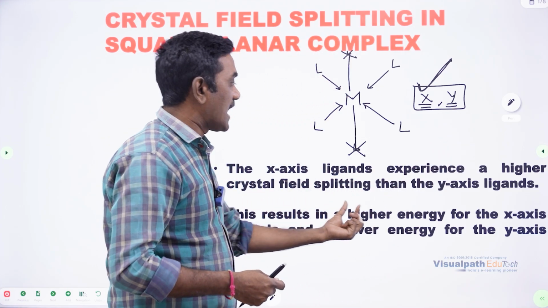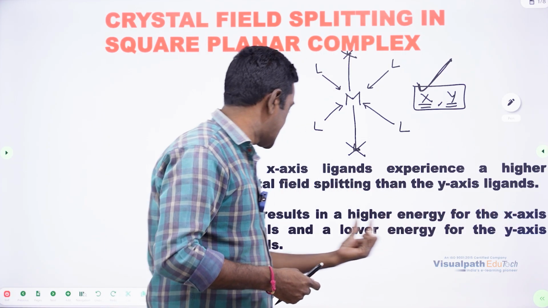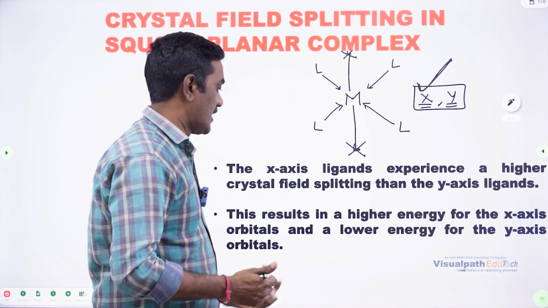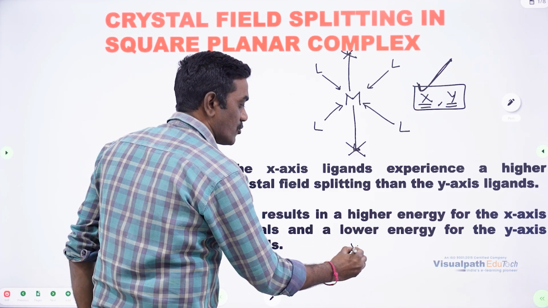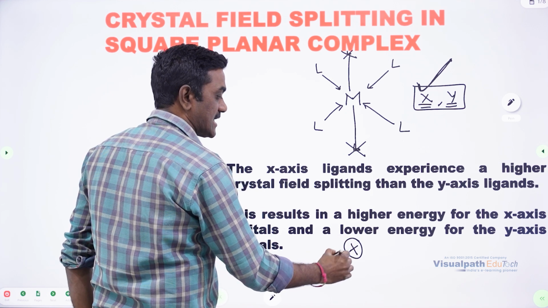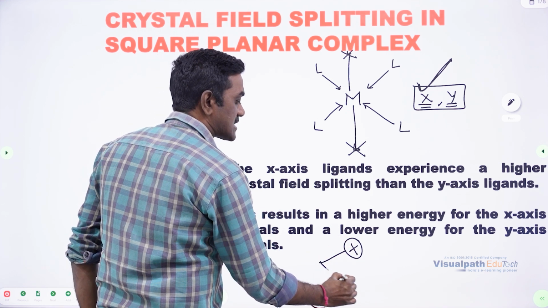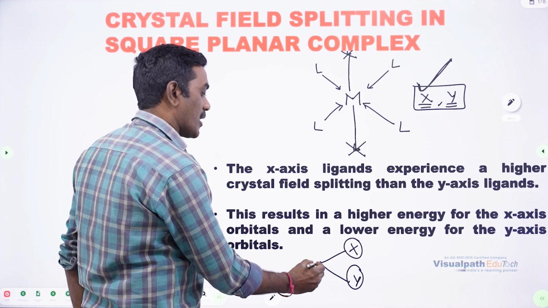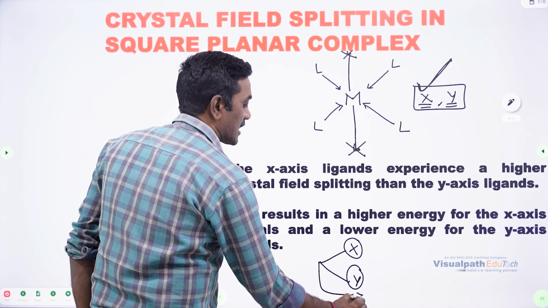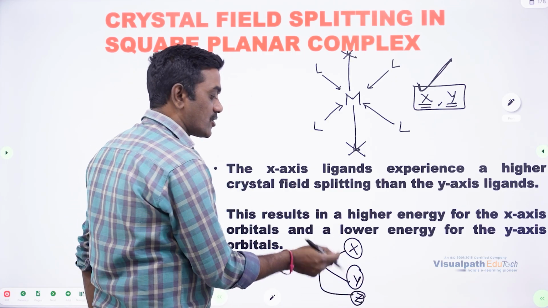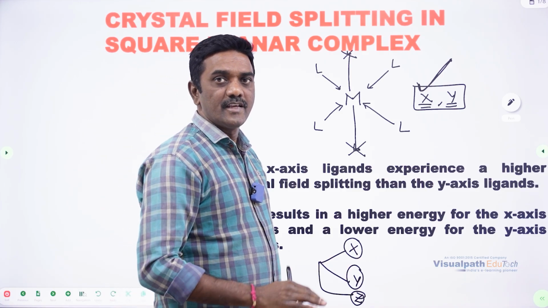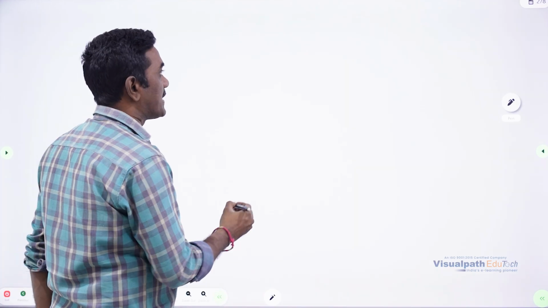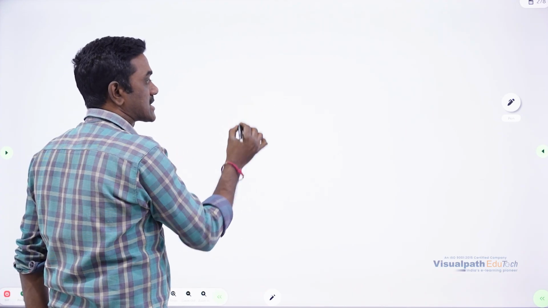This results in a higher energy for the x axis orbitals and a lower energy for the y axis orbitals. That means whichever orbitals lie in the x axis, their energy will rise. Whichever lie in the y axis, their energy will be down compared to the x axis. Obviously, whichever lie on the z axis will come down further. So this is the point to be noted here. Now, let us look at the crystal field splitting.